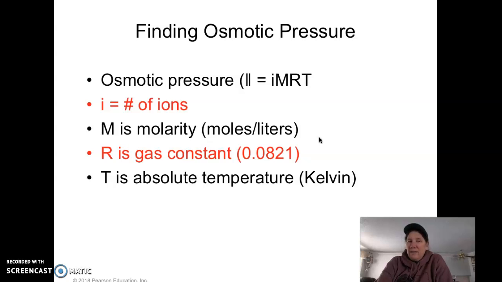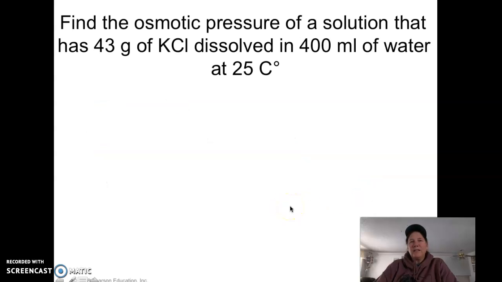i is the number of ions, like the Van 't Hoff factor. M is molarity, moles divided by liters. R is the gas constant. If you took 121 last semester, we talked about the gas constant. That never changes. Because we're working with pressure and gases, the gas constant is 0.0821. And the temperature, because we're working with gases, has to be in Kelvin. Okay? So basically, you fill in the numbers.